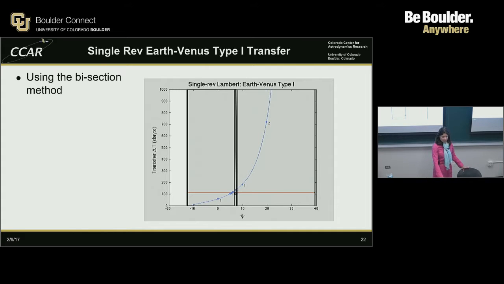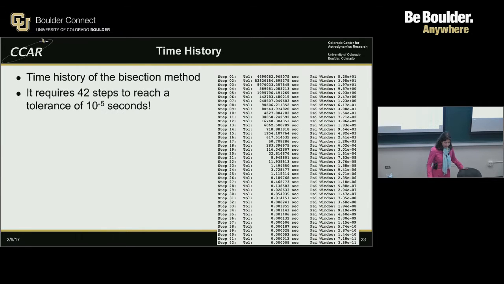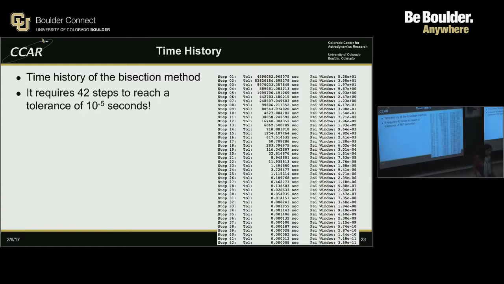Now, to reach a time, we set the tolerance at 10 to the minus 5th seconds. We want the time we're computing within our Lambert algorithm to match our desired time within 10 to the minus 5th seconds. If you think about that, it's a pretty tight tolerance. And it took 42 steps to get there. And this is just a history. At the very beginning, we were off by 700-800 days, you saw. But after 42 iterations, we're down to that 10 to the minus 5th tolerance.